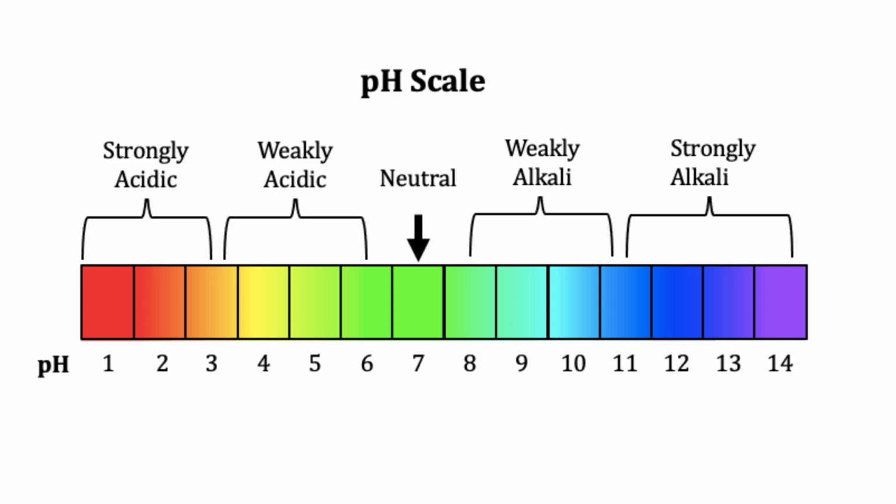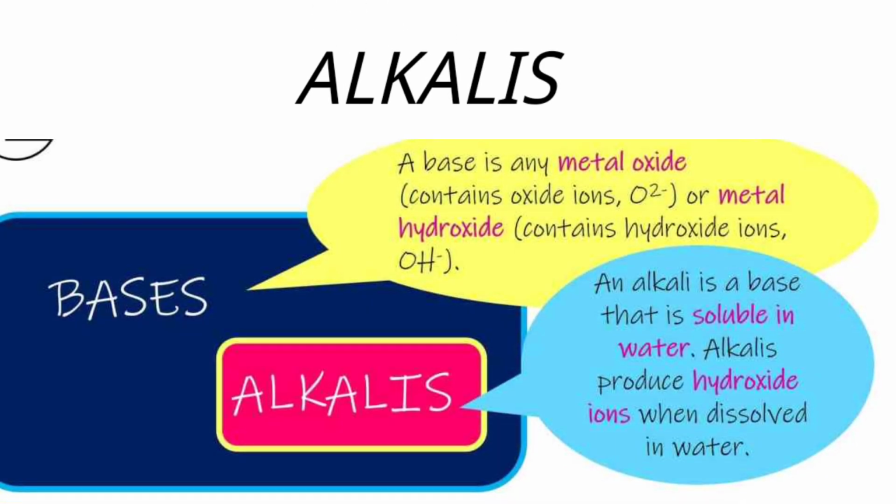Now from 7, when you move towards 1, it is more acidic in nature, and from 7 when you move towards 14, it is more basic in nature. Suppose we have pH values 5 and 2, then which one is more acidic in nature? Number 2. Similarly, if you have pH values 9 and 13, then the value 13 is more basic in nature. In bases, there is one important property that is known as alkalis. Now, alkalis are also bases, but a base that can dissolve in water is known as an alkali.